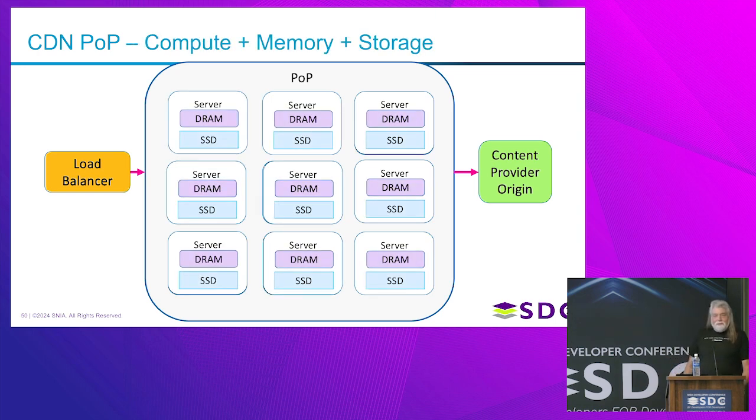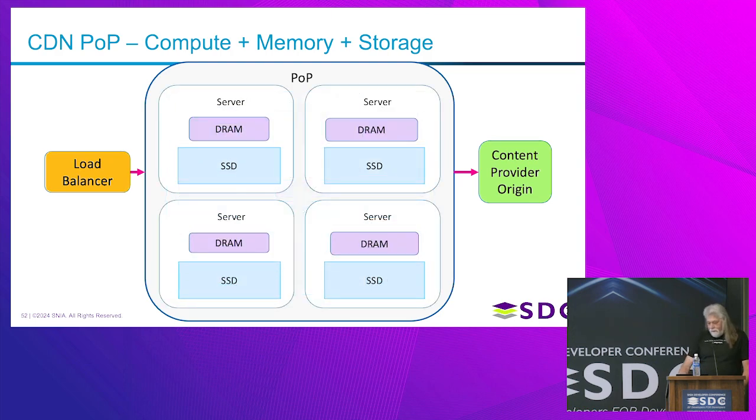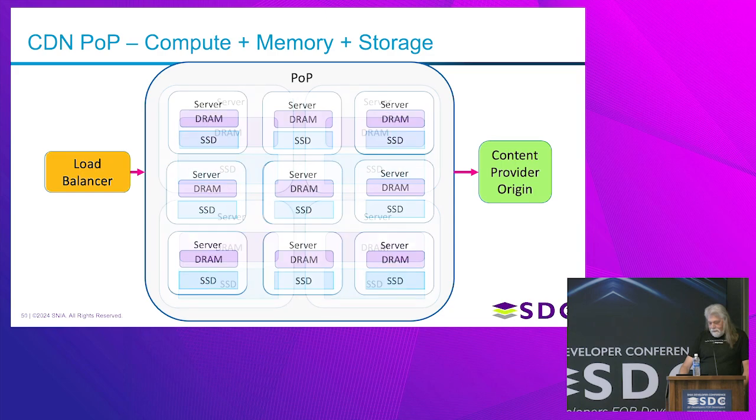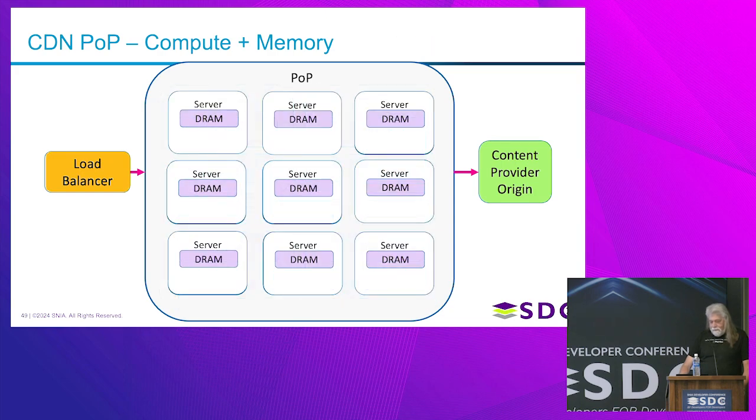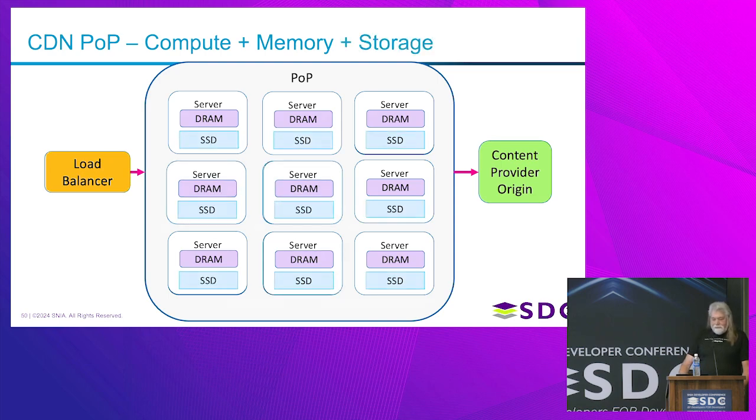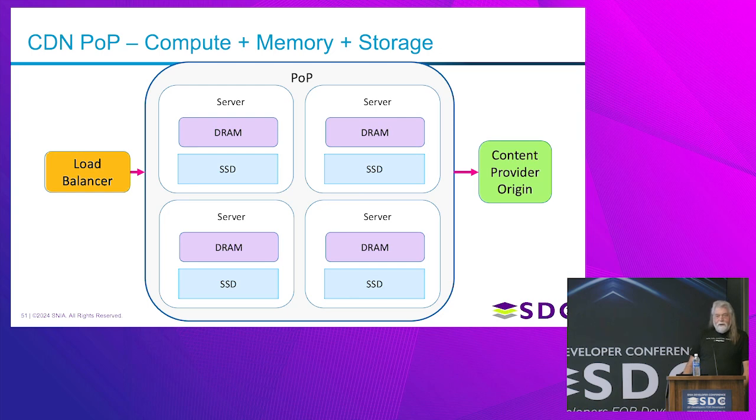And typically these servers have, in the example that we're going to be talking about here, a layer of DRAM and a layer of SSD. So let's blow this up a little bit more so we can concentrate on some of the things that we want to try playing with when we want to optimize our content delivery network.